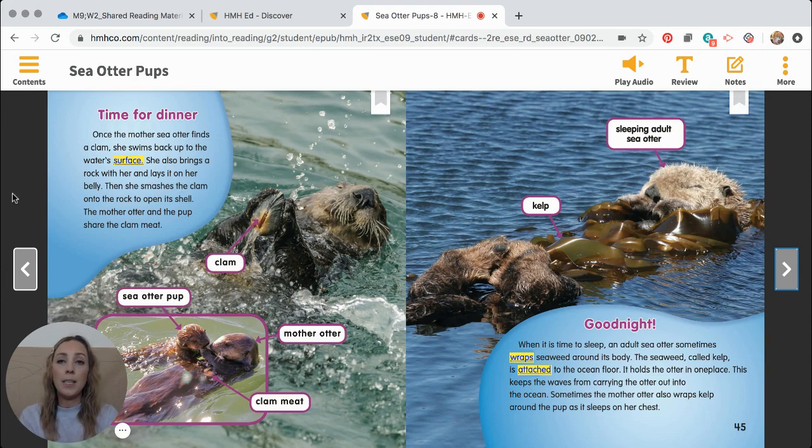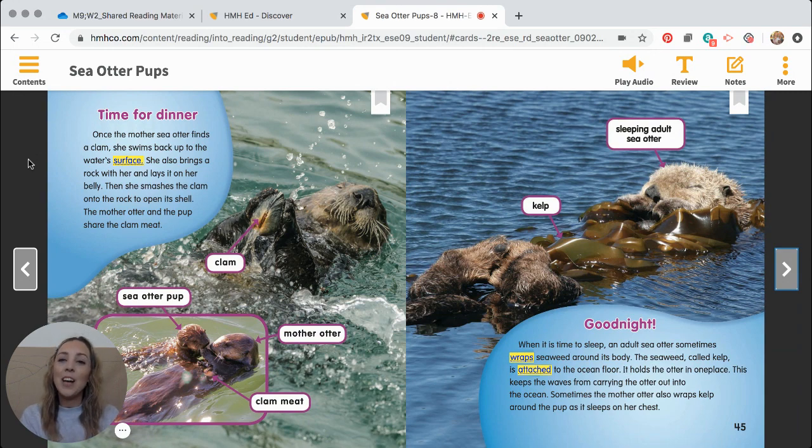Time for dinner. Once the mother sea otter finds a clam, she swims back up to the water's surface. Excellent. If you remembered to read the word surface out loud with me, you did an excellent job. If you forgot, let's go back and reread. Here we go. Ready? Starting on the word once. Once the mother sea otter finds a clam, she swims back up to the water's surface.